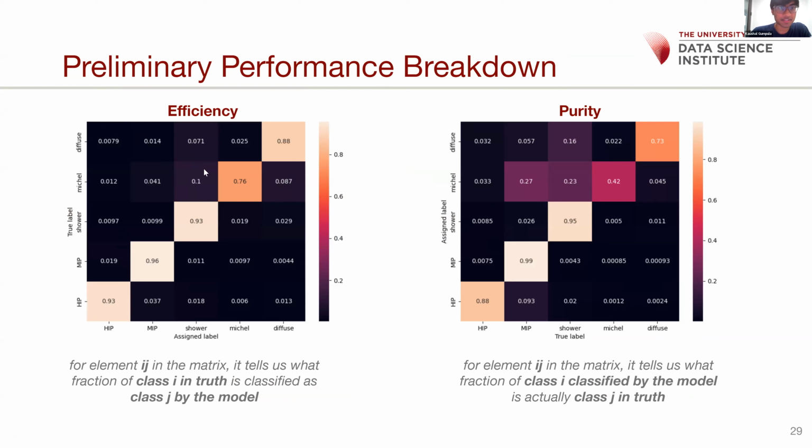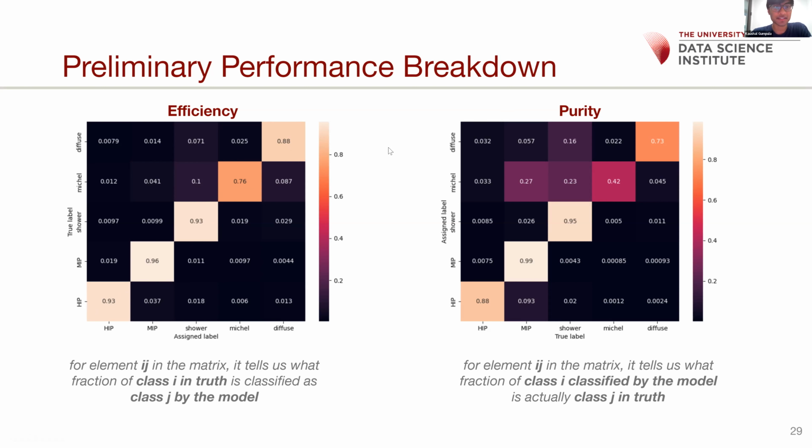On the right, we have a purity matrix. And then I'll give the actual absolute numbers as well. But basically on the left here, we want this diagonal to be 1. So we can see that we do pretty well with the HIP, MIP, and shower classes. And this is also on the simple labeling scheme. And probably the most worrisome classes here are the Michel and diffuse.